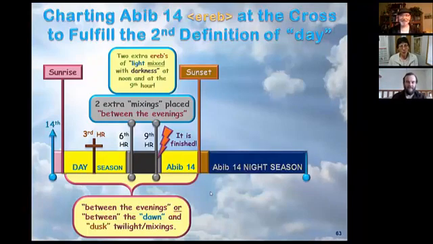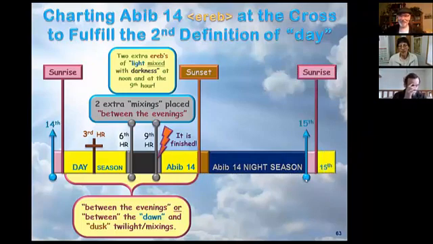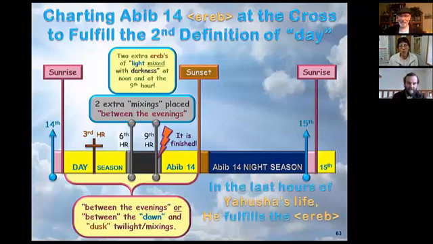Wow. Extraordinary things. After the sunset and the dusk, Aviv 14 continues on with its night season. Then your Aviv 15, your unleavened bread Sabbath, begins with the morning twilight. Sunrise comes along to give you your day season. So what do we find? You can know the end from the beginning. In the last hours of Yahusha's life, he fulfills the arev day definition. Your arevs at the 6th hour and 9th hour.